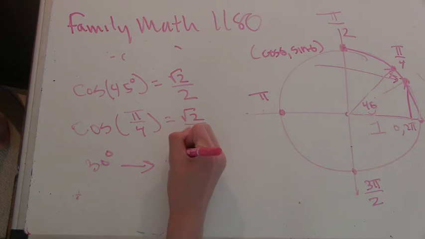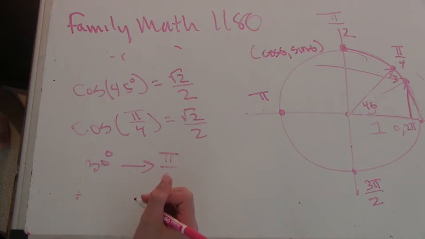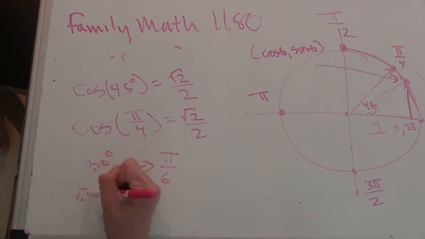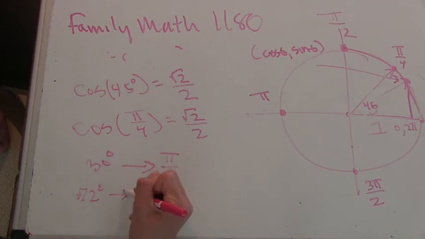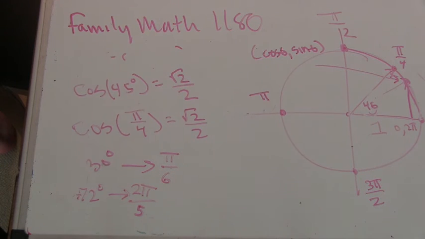Okay, good. And then here's another one. How about 72 degrees? 72. Oh, that's a fifth of the way. So, I guess just 2 pi over 5. Okay, very good. That's nice.